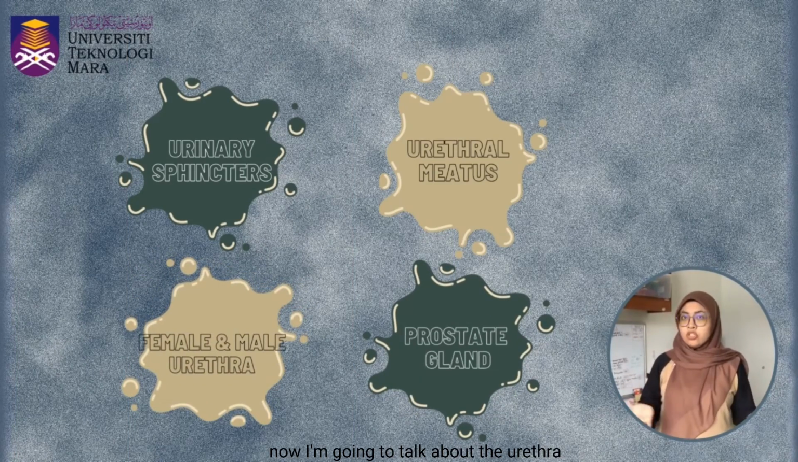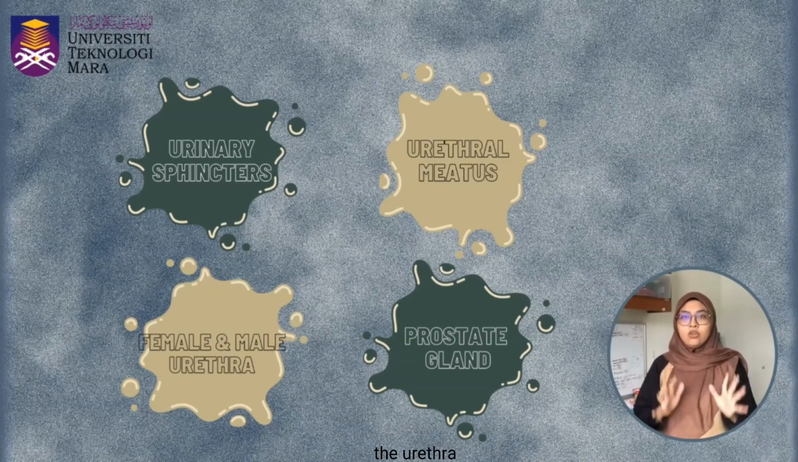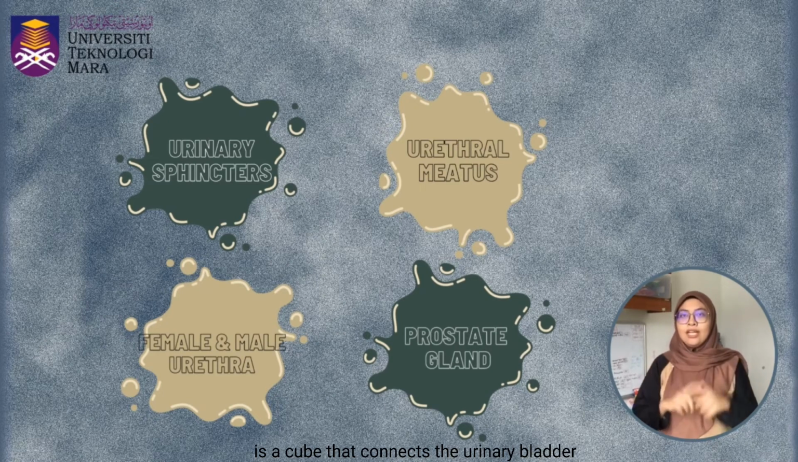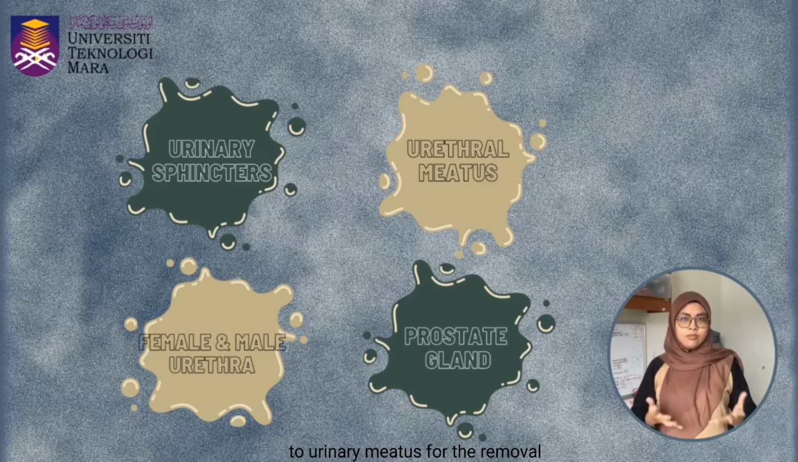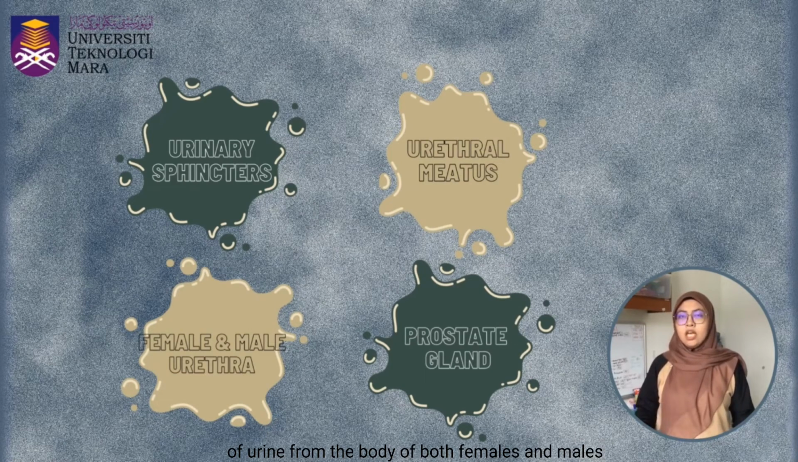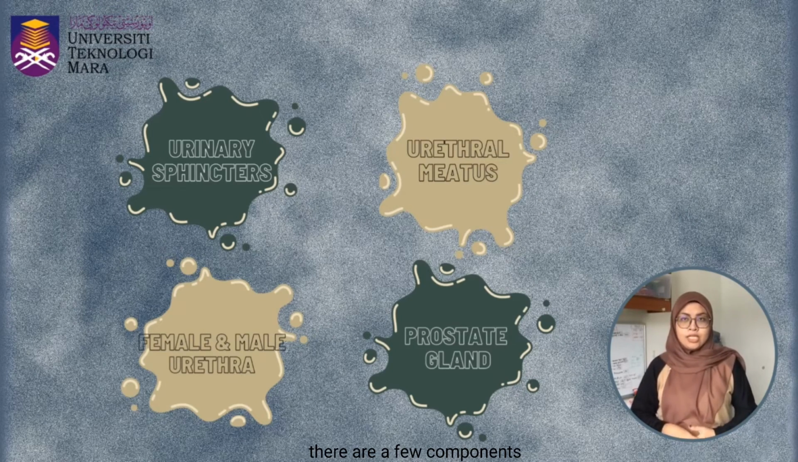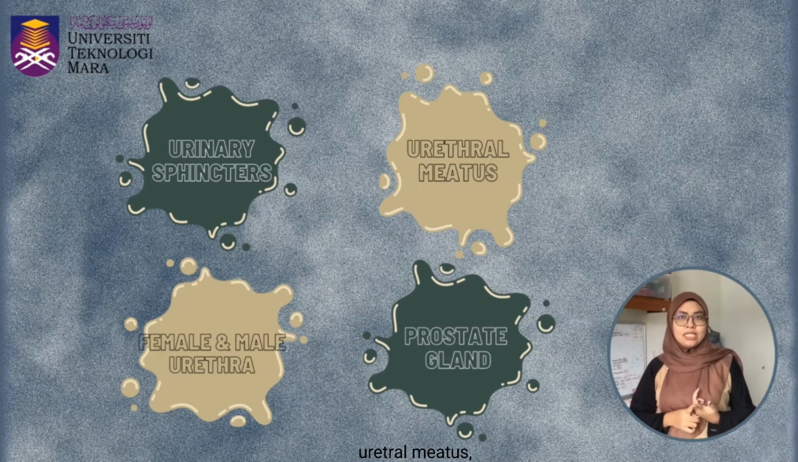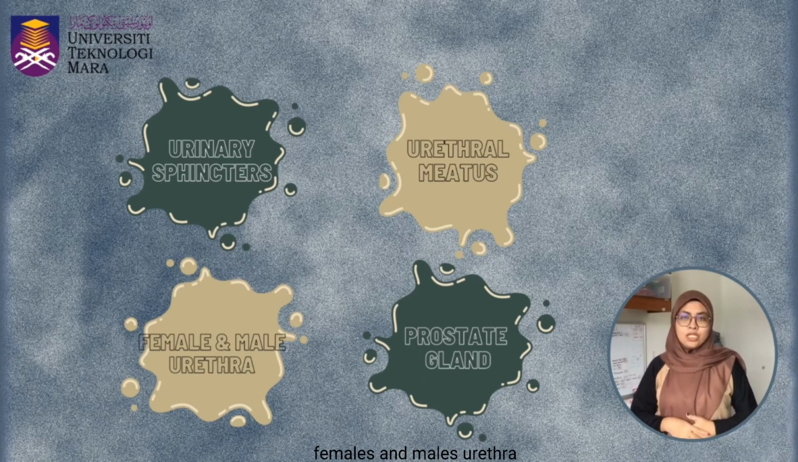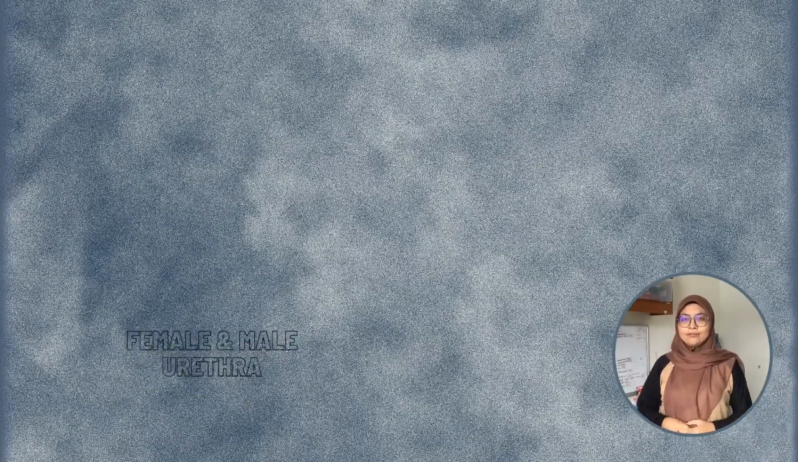Now, I'm going to talk about the urethra. The urethra is a tube that connects the urinary bladder to the urinary meatus for the removal of urine from the body of both females and males. There are a few components that we need to know about the urethra, which are the urinary sphincters, urethral meatus, female and male urethra, and prostate gland.